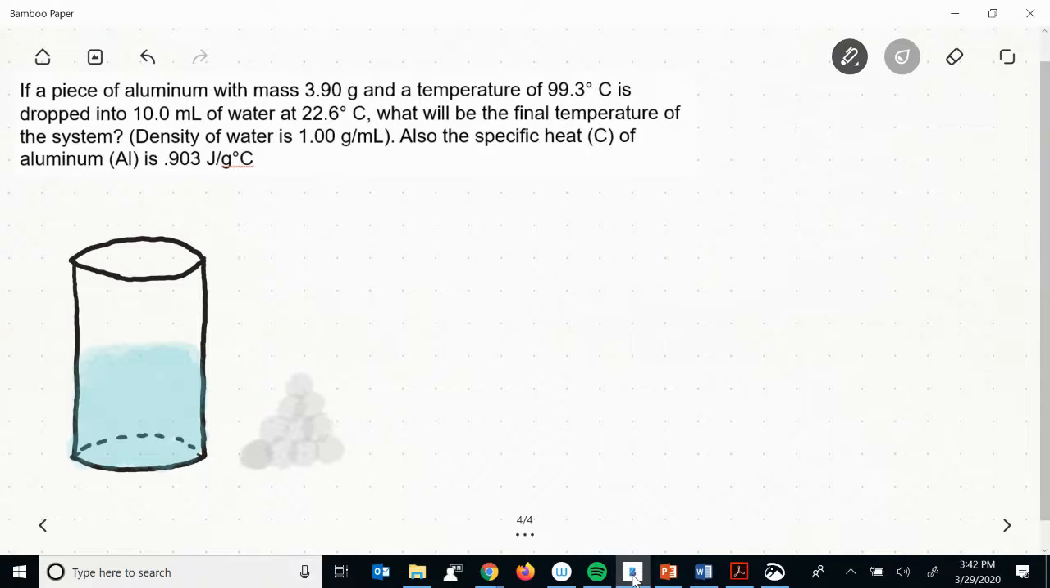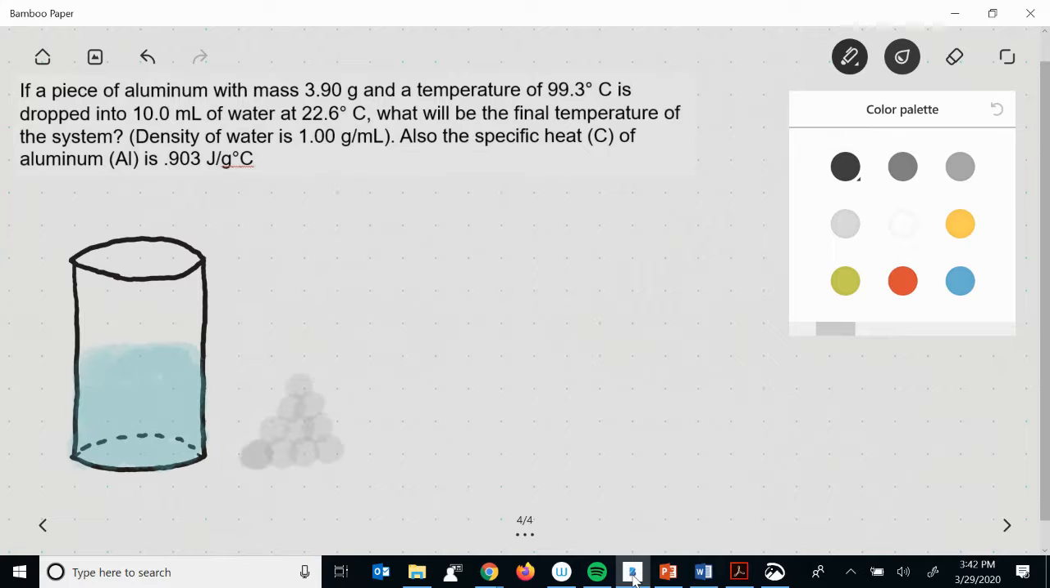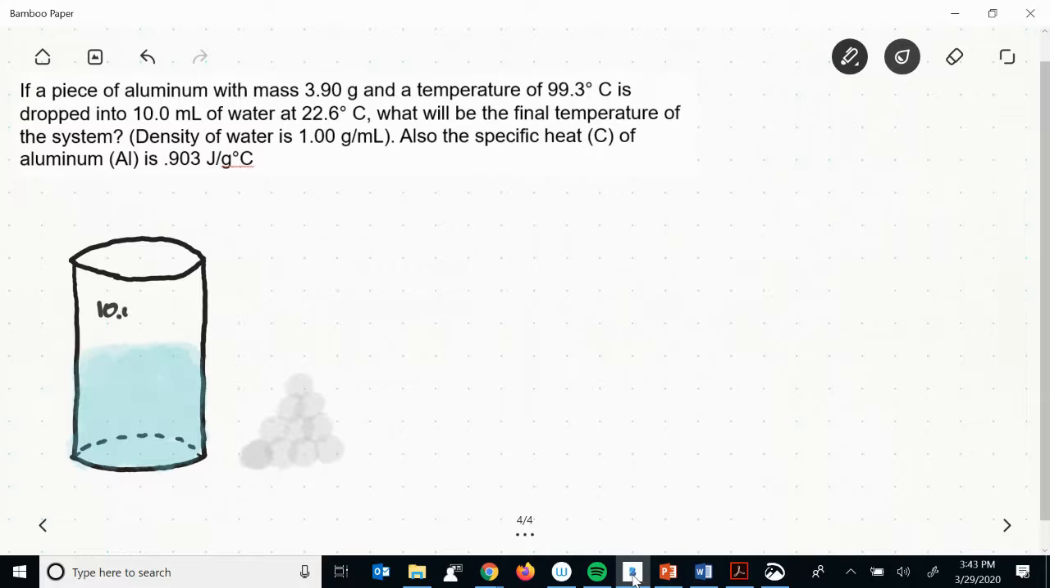If you look here, what we have is some water, and we also have some aluminum metal. So right here is 10 milliliters of H2O, and sitting right next to it, this is a pile of aluminum metal, and specifically it's 3.90 grams of aluminum. Essentially, what they're telling us is happening in this problem is this aluminum is pretty hot.